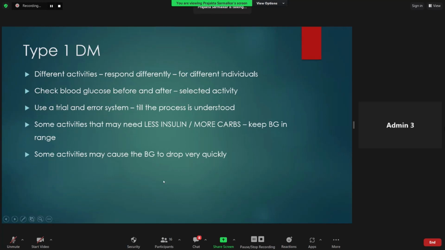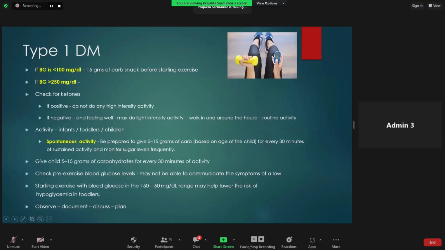All right. Another thing that we very importantly have to know is if the blood sugars are lesser than 100, we have to start with 15 grams of carb before the exercise, and if possible, monitor it throughout the exercise. If it is 250 and above, please understand there could be ketones positive. And if there are ketones positive, we say avoid exercise.